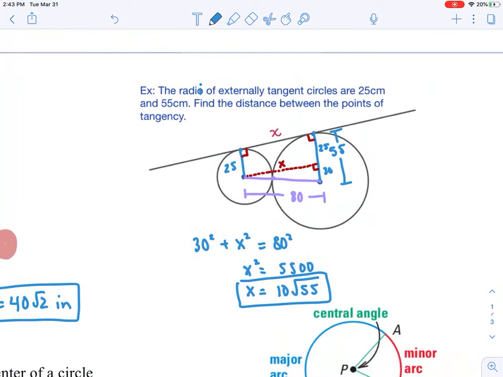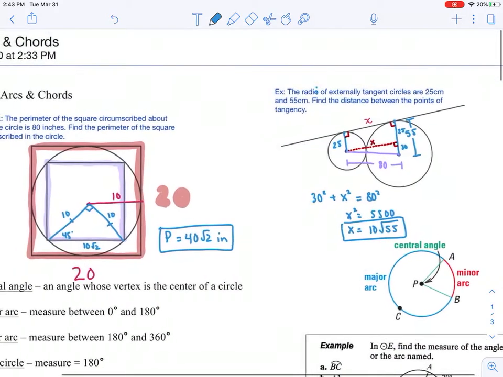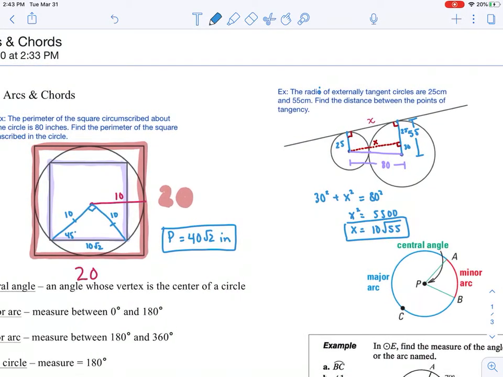Our warm-up questions were not easy questions, but that's why you're in the honors class. They're good, tricky little things. Again, big ideas. It's all about where you draw the radius and turn things into triangles.